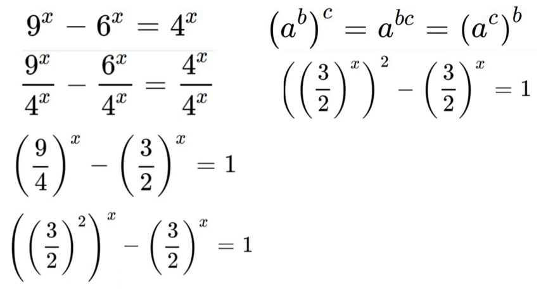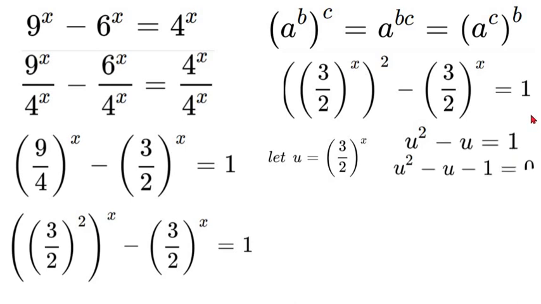Now that we have 3 over 2 to the power of x in both spots, we're going to let 3 over 2 to the power of x be equal to u. And now that we have done that, we'll have u squared minus u is equal to 1, or we can subtract our 1 and we would have u squared minus u minus 1 is equal to 0. Now that is great for us because now we're going to use the quadratic equation to solve for u.